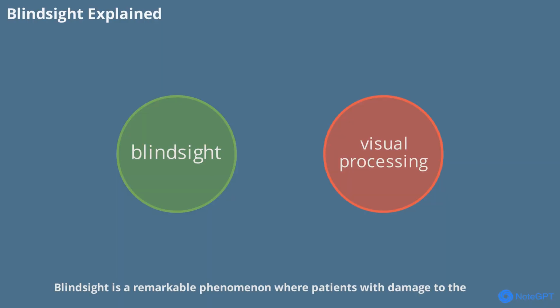Blindsight is a remarkable phenomenon where patients with damage to the primary visual cortex, V1, report blindness in part of their visual field, yet can still respond to visual stimuli at above chance levels. This means they have no conscious visual awareness, but their brains can still process some visual information. Blindsight demonstrates the complexity of visual processing and the existence of parallel pathways in the brain.